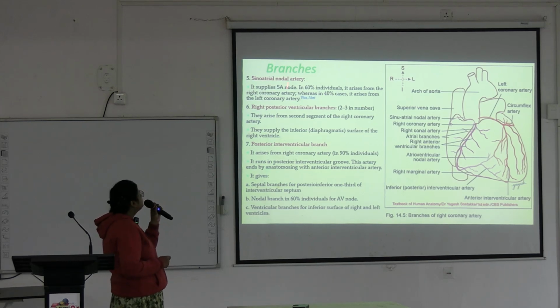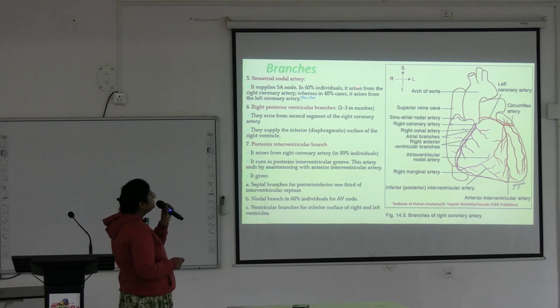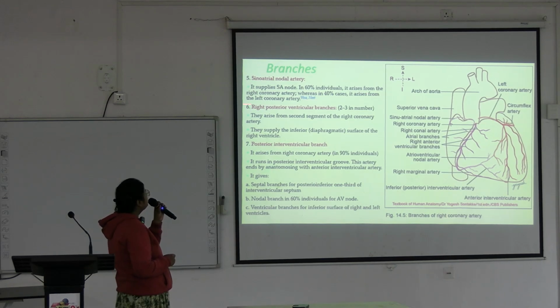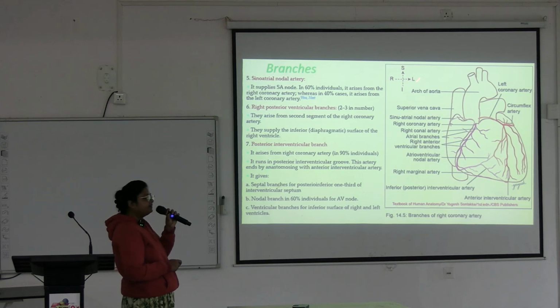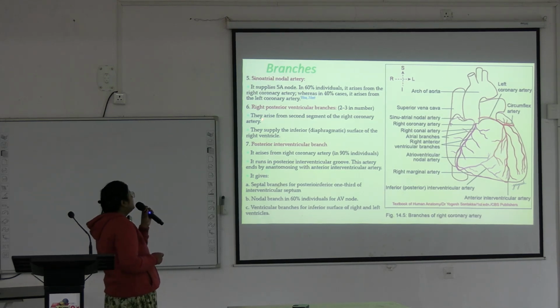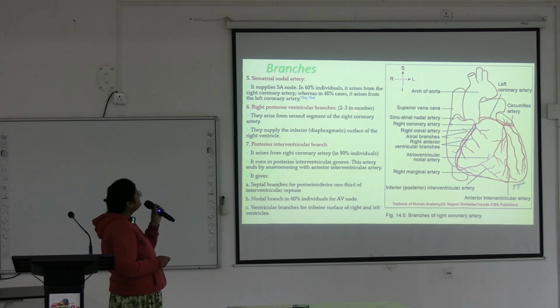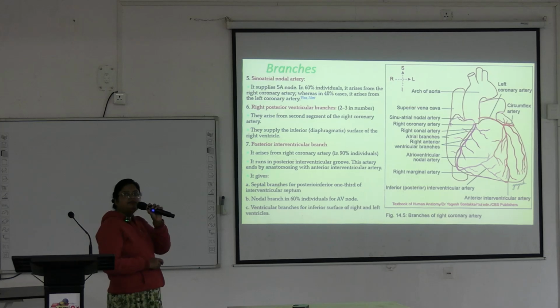Next we go to SA nodal artery, sinoatrial nodal artery. It supplies the SA node and in 60% of individuals it arises from the right coronary artery, whereas in 40% of cases this SA nodal artery arises from the left coronary artery. There is variation. Right posterior ventricular branches, these are 2 to 3 in number, arise from the second segment of the right coronary artery, and supply the inferior or diaphragmatic surface of the right ventricle.